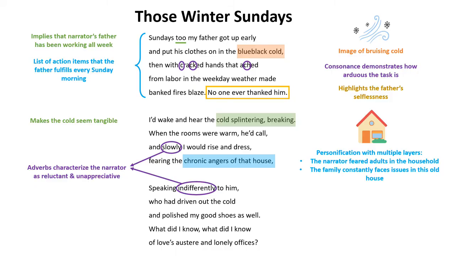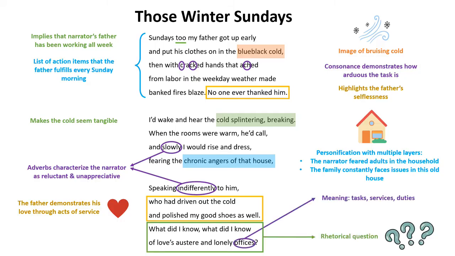When the narrator remembers that his father drove out the cold and polished his good shoes, he implies that his father demonstrated his love through acts of service rather than warm words or hugs. The last two lines form a rhetorical question, which isn't supposed to be answered, but rather is supposed to emphasize the narrator's shame for his younger self, who did not appreciate his father's love.